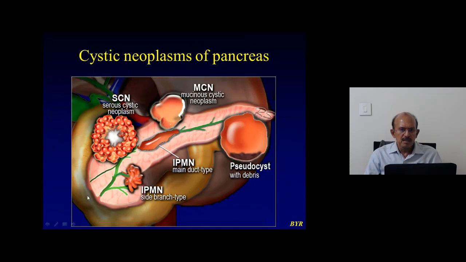When you are doing ERCP for a patient with a cystic mass in the pancreas, when you put a cannula into the pancreatic duct and when you find very thick mucus is coming out, then you suspect that the patient is having IPMN, that is intraductal papillary mucinous neoplasm. Sometimes that may not be from the main duct. A side branch may have this IPMN.